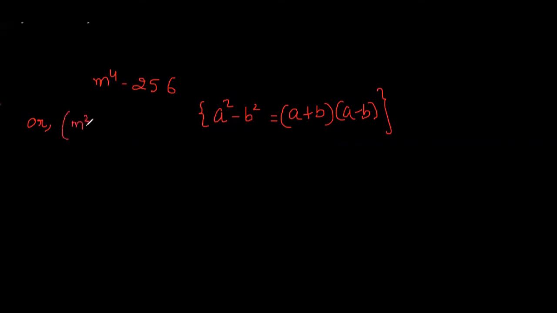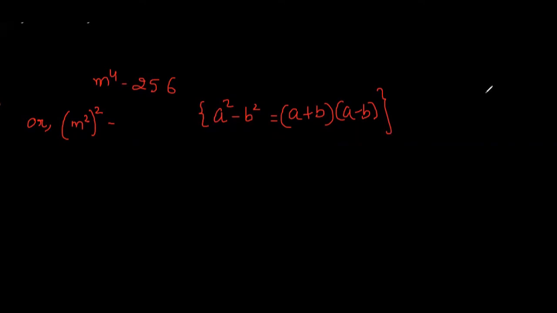See, whenever there is a power question with a minus, your brain should tell you about one identity, a square minus b square. Identity is a plus b, a minus b. Now you will be like, sir, identity is for square, here it is 4. How can you match? So I will rewrite this thing. How can I rewrite m power 4? You can write m square whole square. Very good.